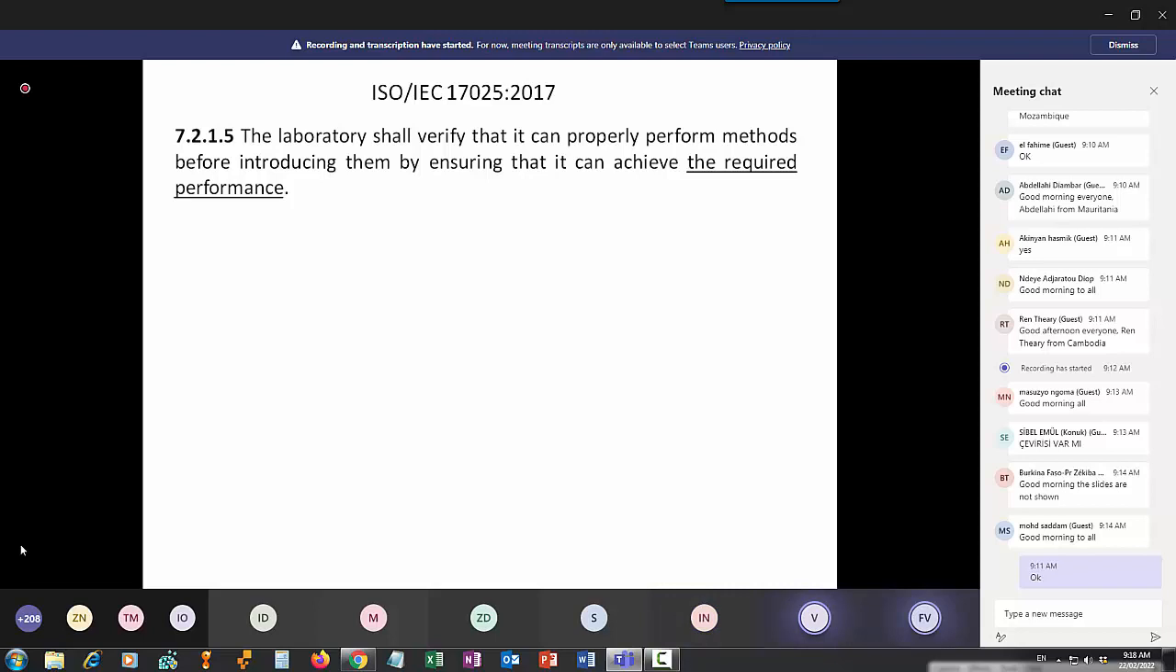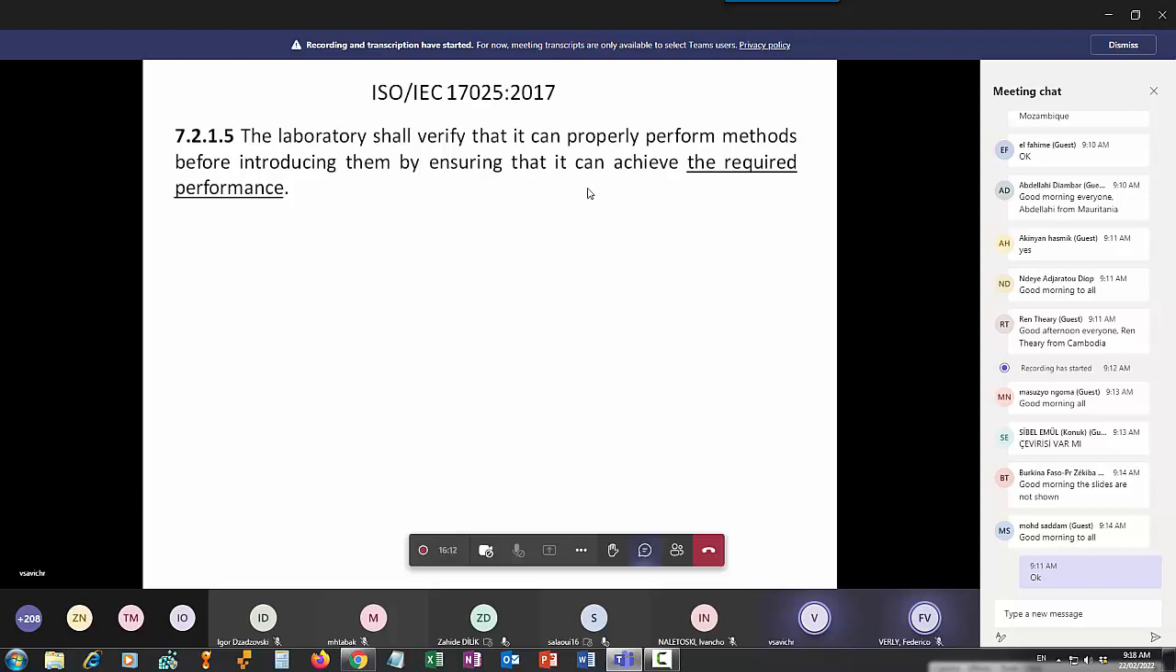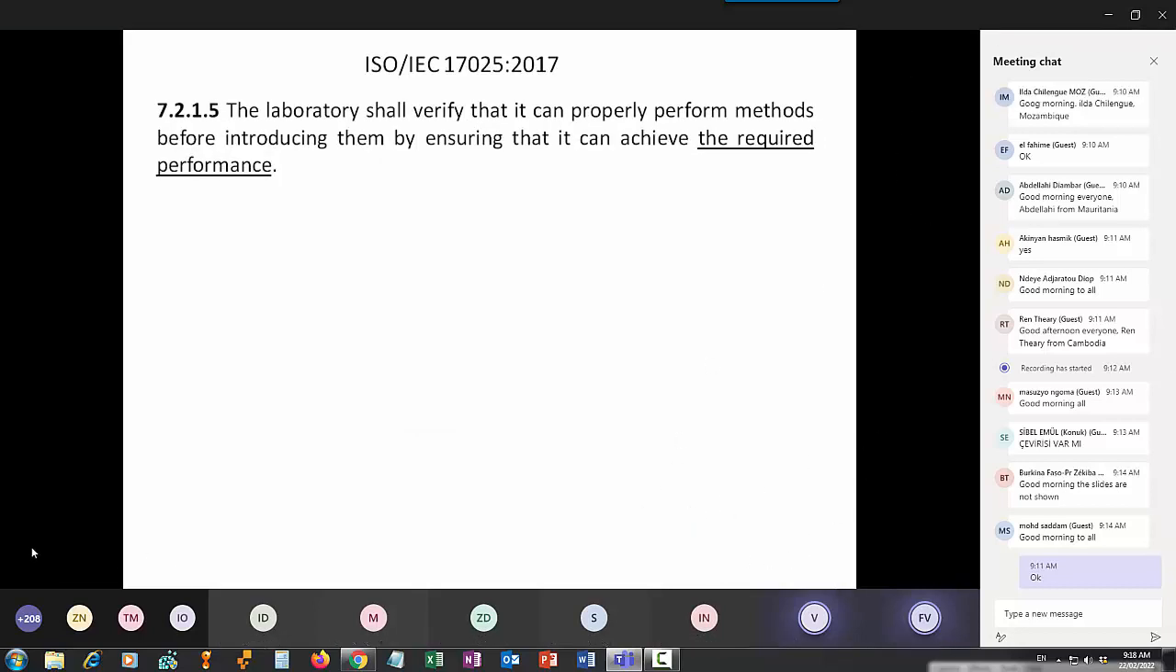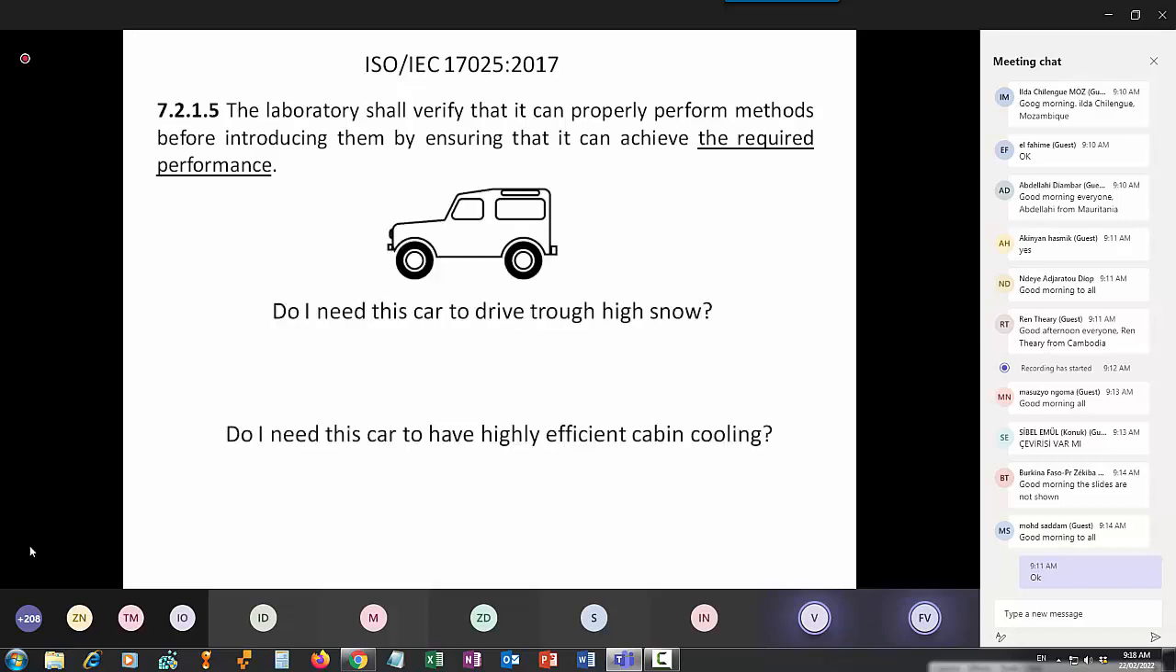So what I was going to say is that a lot of people see it as a problem because there are not enough guidelines for verification, but we can see it as an opportunity, because if there is nothing prescribed, then you have flexibility to do what you consider important for your laboratory. For example, the ISO norm says that a laboratory shall verify that it can properly perform methods before introducing them by ensuring that it can achieve the required performance. So the required performance for your given needs, for your scope. So this is an example.